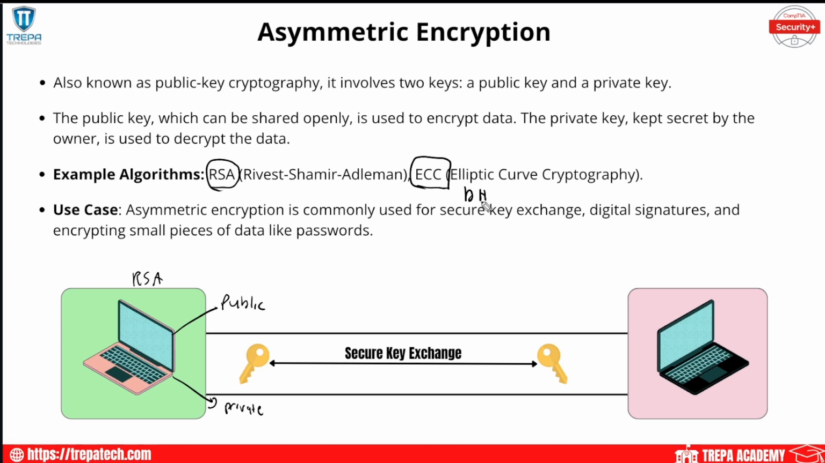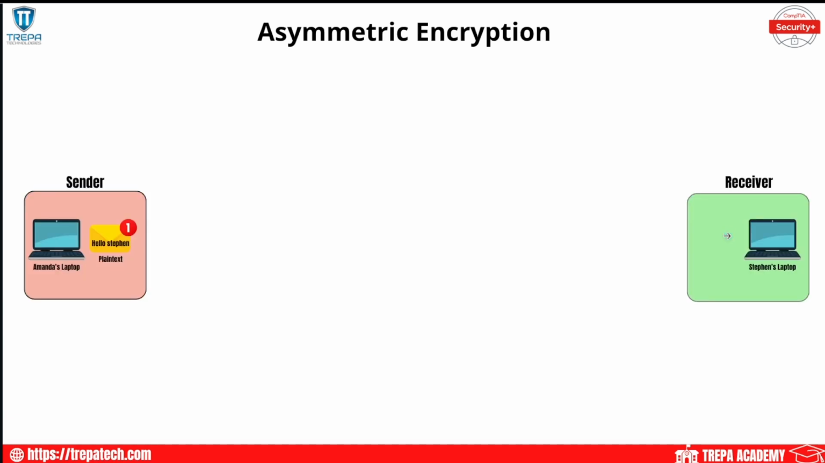So asymmetric encryption is commonly used for secure key exchange, also putting digital signatures on messages, and encrypting small pieces of data like maybe some passwords, okay? Now, let's get into the flow of asymmetric encryption. If we want to send information using asymmetric encryption, how do we do it? Okay, so first off, we have the sender and the receiver here. So Amanda now is going to use asymmetric encryption to send Steven a message. So we want to encrypt that plain text message here.